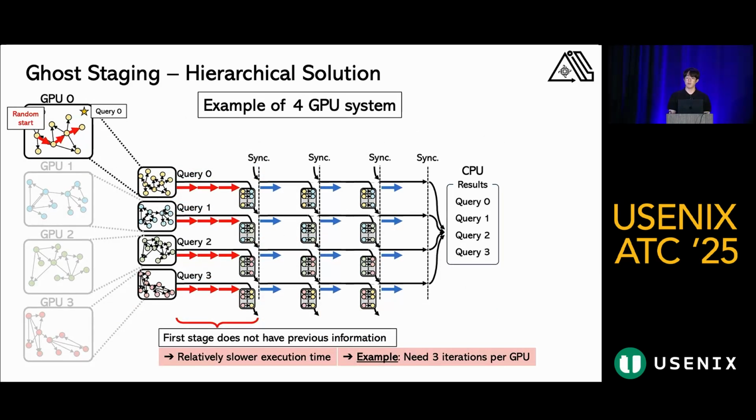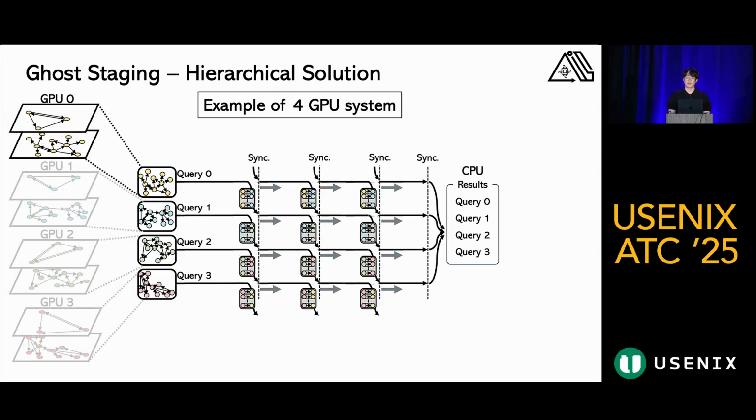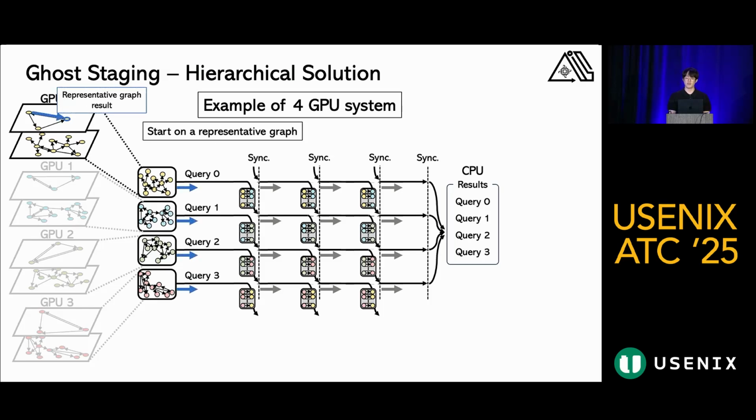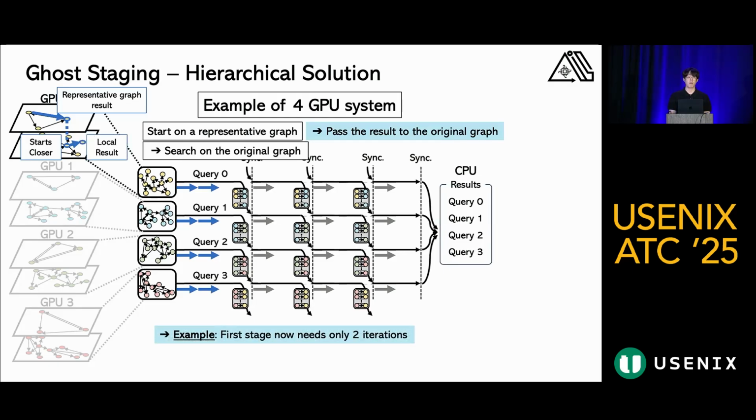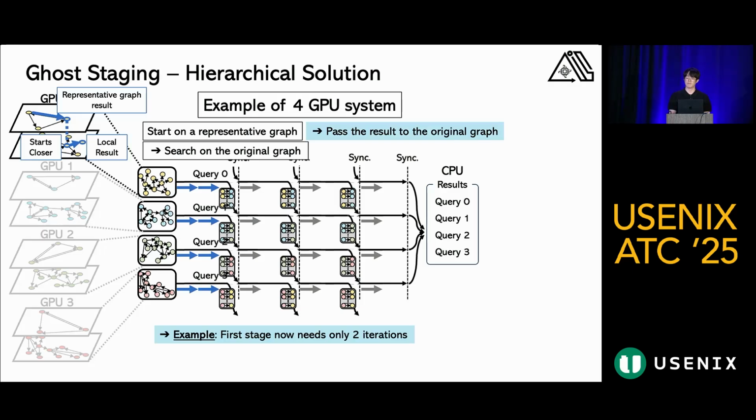Now let's see where we left off from pipeline-based path extension. The first stage does not have previous information, resulting in relatively slower execution time. Now, when applying ghost staging, every graph in each GPU has a small representative graph. The first stage now starts on a representative graph. The representative graph then passes the result to the original graph. Finally, the search runs on the original graph. Thanks to the result from the representative graph, the search of the original graph starts closer, reducing the execution time of stage 1.